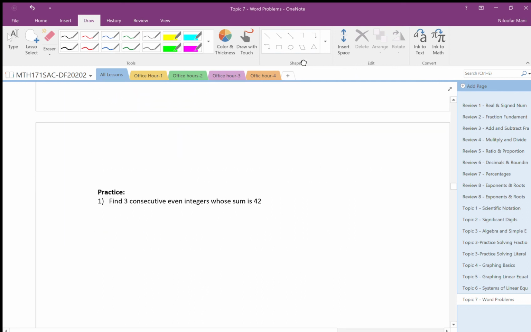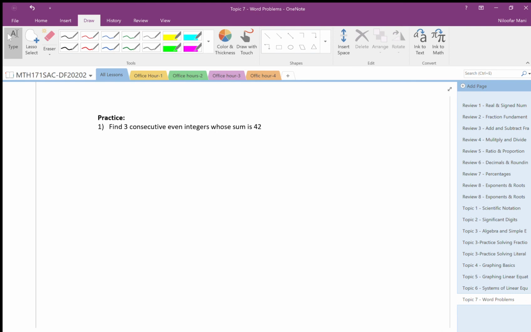So find three consecutive even integers whose summation is 42. Again, I have to read the question. Yes, I am looking for integers, and I am looking for even integers. If I find 7, then it's wrong because it must be even. So I have to define.